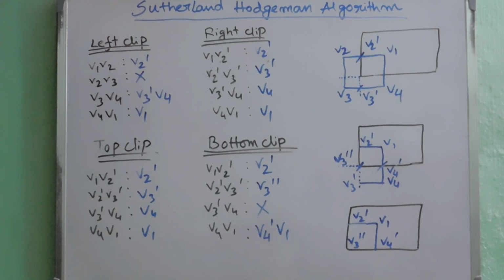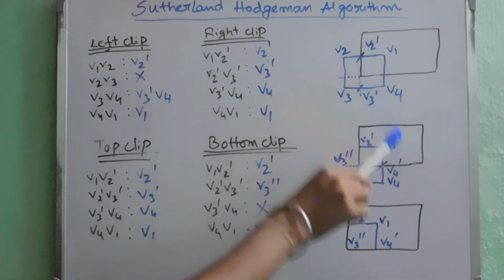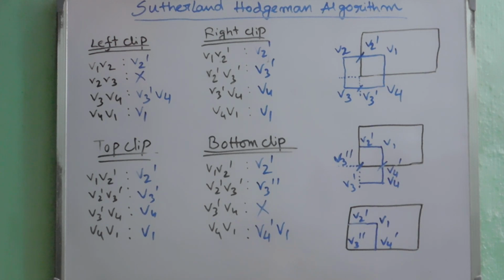So this polygon has been clipped, and this was the Sutherland-Hodgman polygon clipping algorithm. This was the last video of my computer graphics course. Hope you enjoyed the course, and stay tuned to my channel for my other courses.